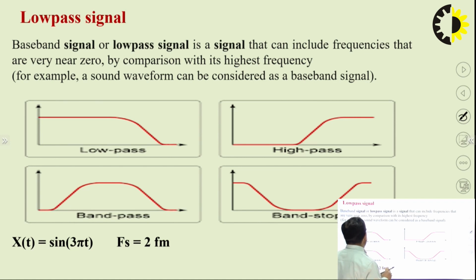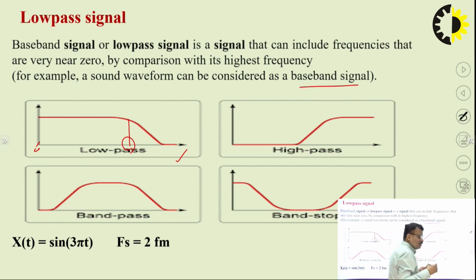Now, if we talk about the low pass signal, it is like a low pass filter. It passes only low frequencies, from 0 up to a particular frequency. A low pass signal includes frequencies very near to 0, low frequencies by comparison with its highest frequency. For example, a sound waveform can be considered as a baseband signal. The audio signal that I am speaking here is also a low pass signal, with very low frequency.